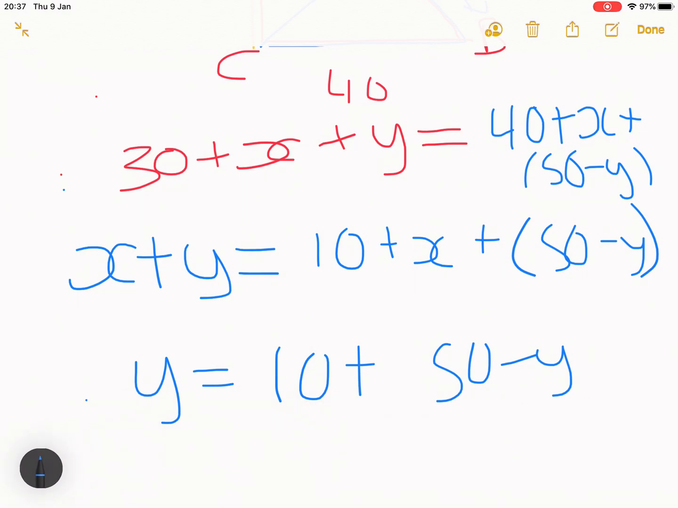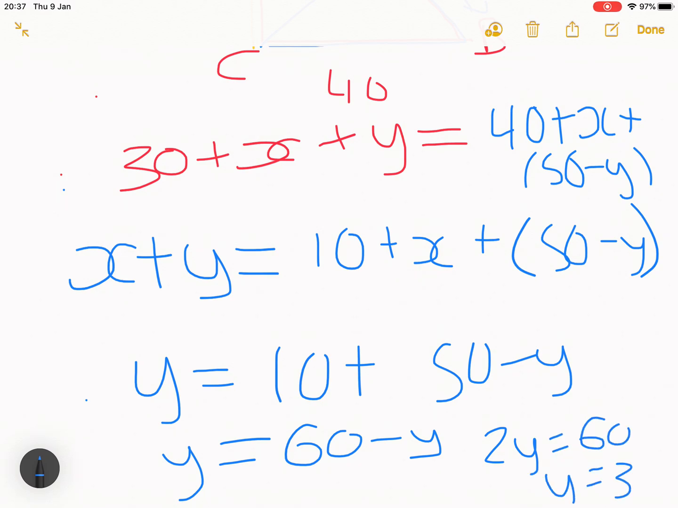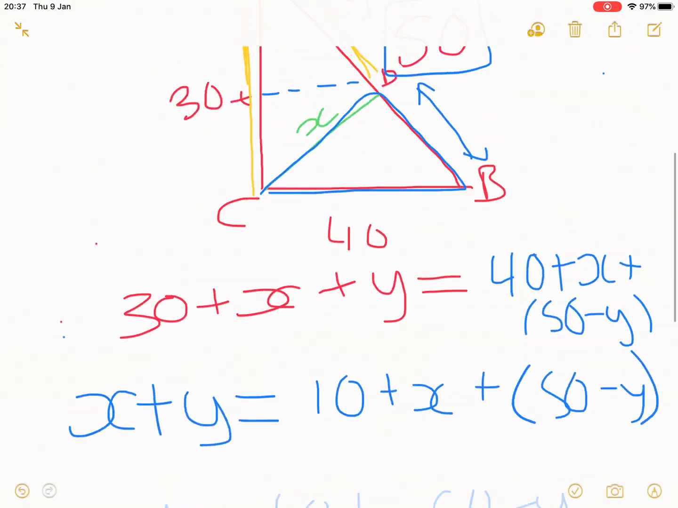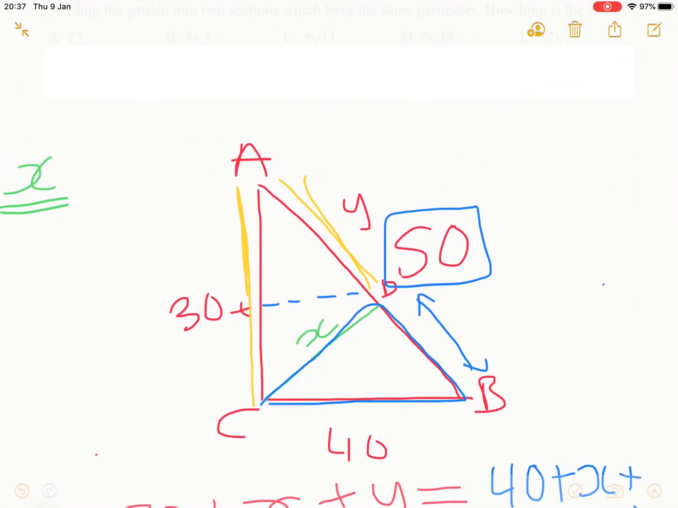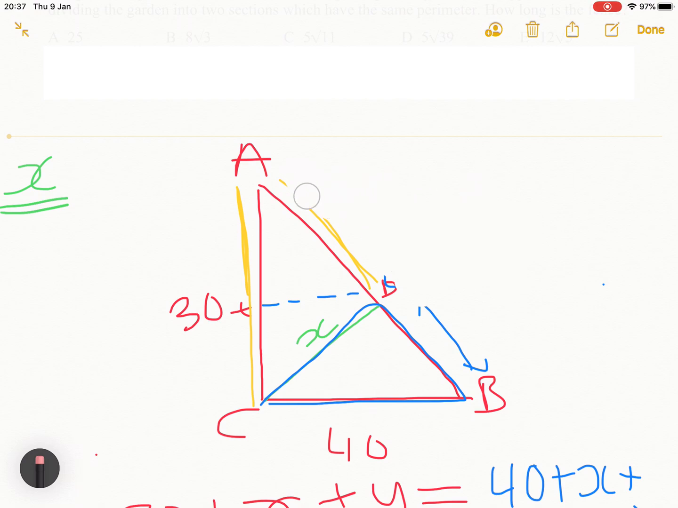So 10 plus 50 is 60. So 60 minus y equals y. And then you put y onto the other side. So you basically get 2y equals 60. And therefore y equals 30. So now we know that our AD is 30. So we can rub that out. So now we know that AD is 30. So if we know AD is 30, then DB must be 20.